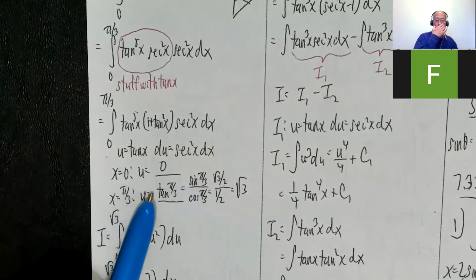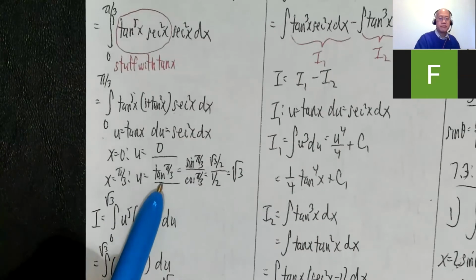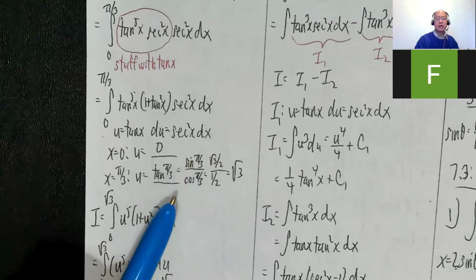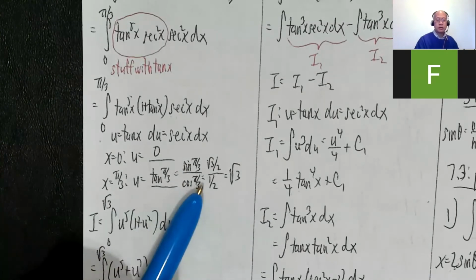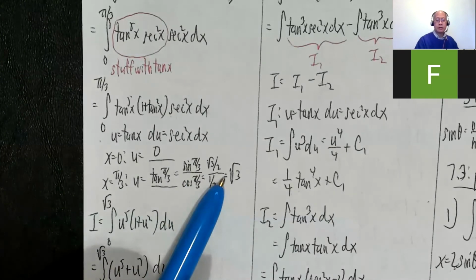Plug in pi over 3. How do I recall what's the tangent of pi over 3? Well, it's sine of pi over 3 divided by cosine pi over 3. If I think back to my unit circle, that's radical 3 over 2 divided by half, or radical 3.